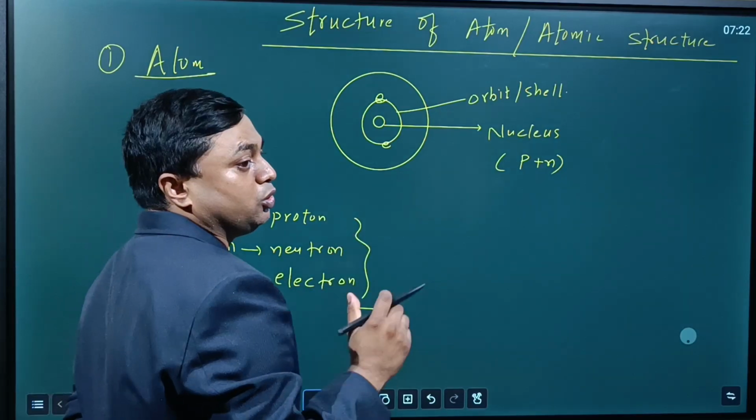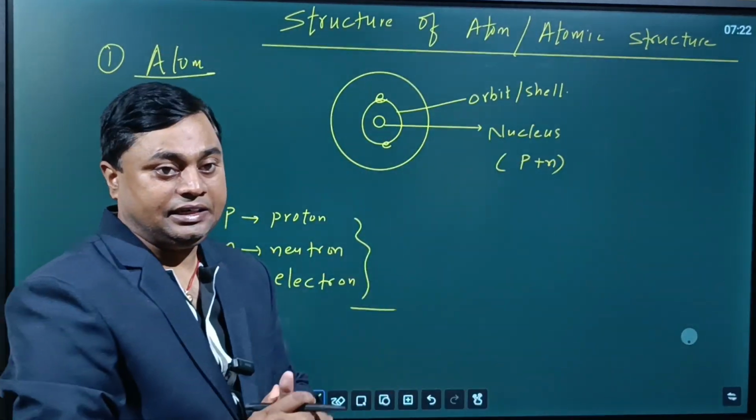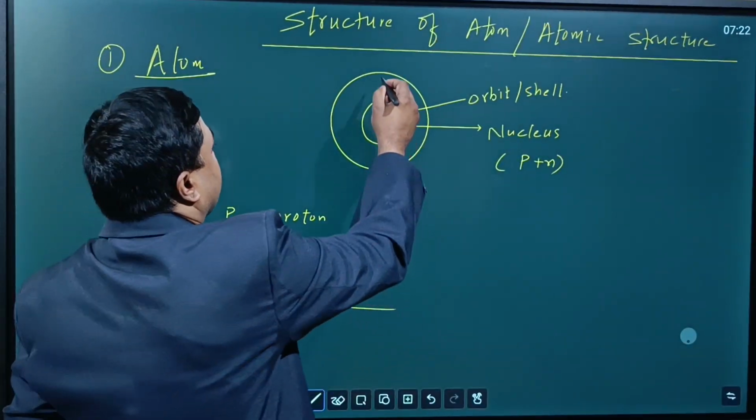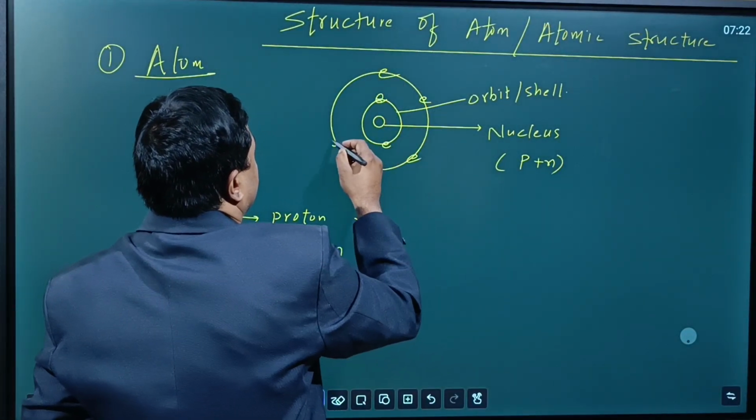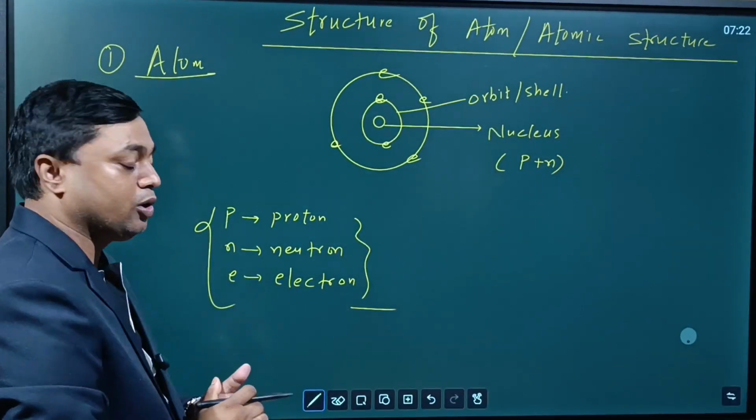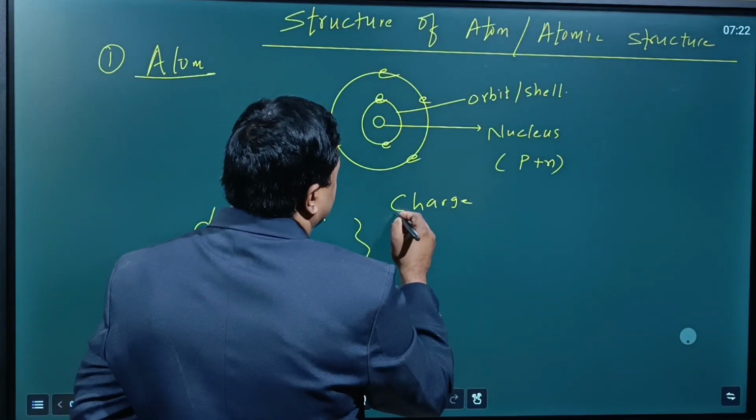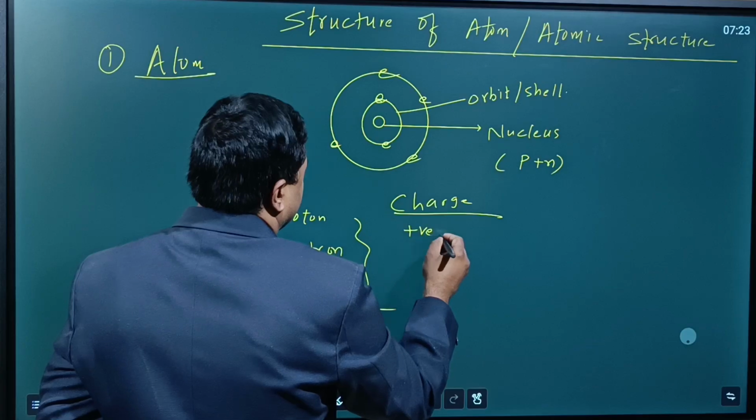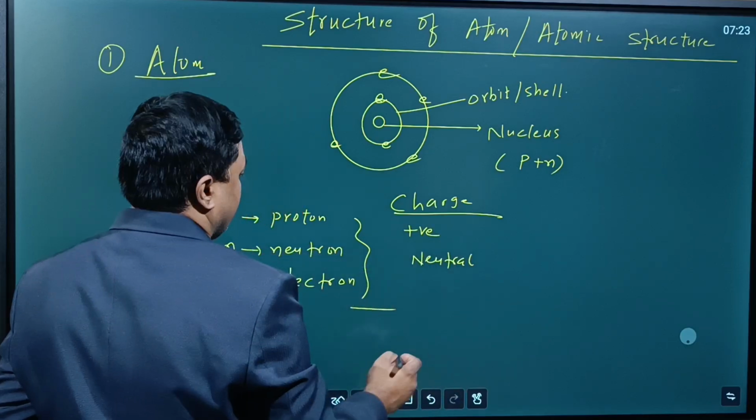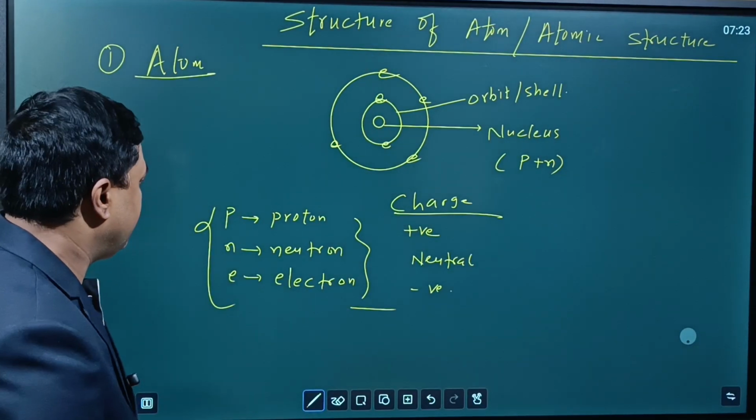So this is the first thing you should know, that is the modern concept of atom. Atom is having nucleus at the center, whereas electrons are revolving around the nucleus in circular path. Here we are representing proton as P, neutron as N, electron as E. When we talk about the charge, what is the nature of these particles? Proton is generally positive charge, neutron is neutral, that is no charge, whereas electron is negative charge. We'll discuss one by one.